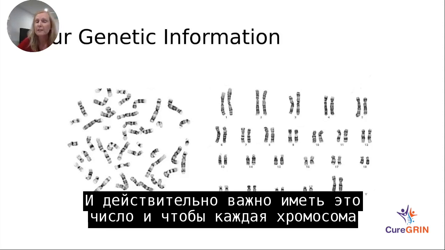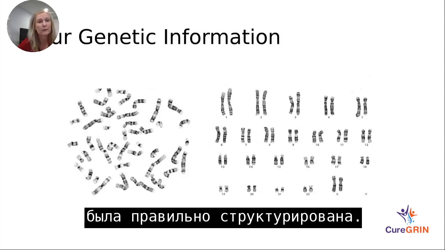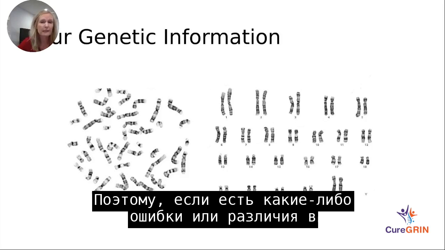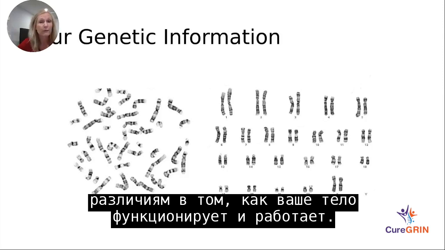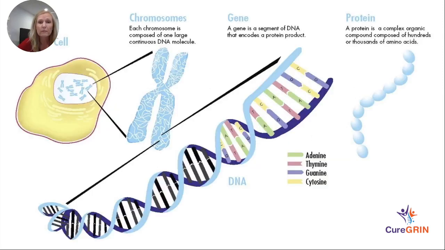It's really critical to have that number, and that each chromosome is structured correctly. If there are any errors or differences in the number of chromosomes or the shape or structure, it can result in differences in how your body functions and works.